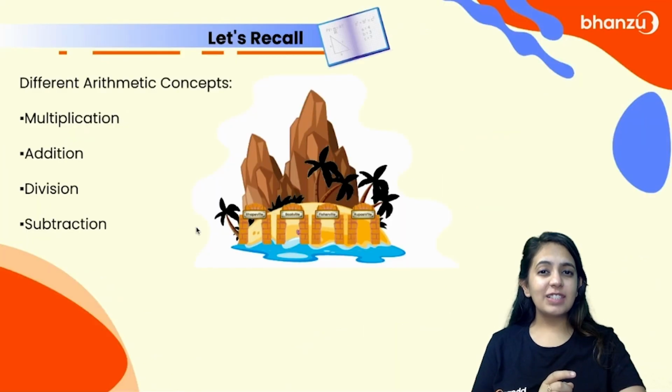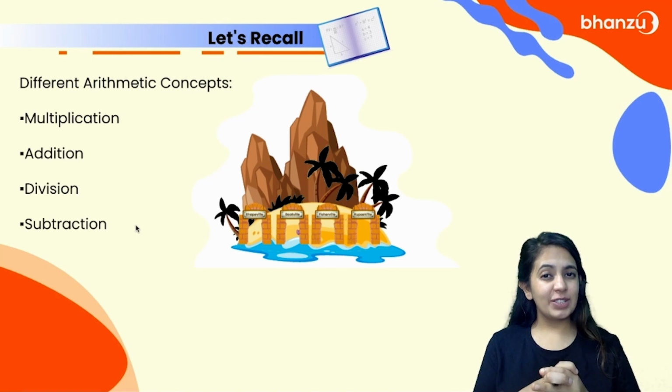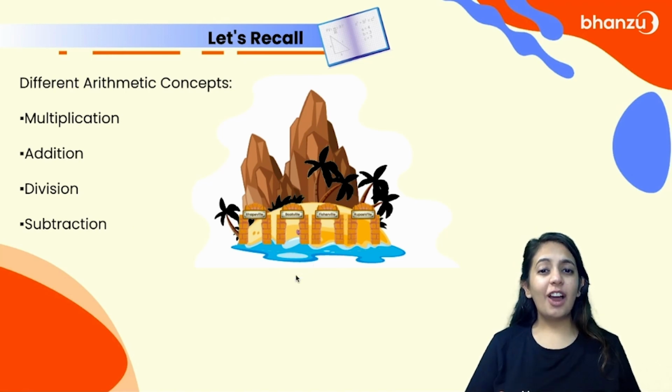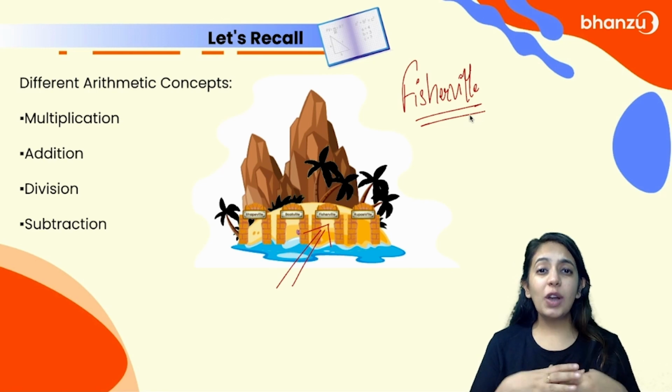Alright, in the last class we used the arithmetic operations like multiplication, addition, division, subtraction. I hope you are also using them in your day-to-day lives. Now in this class we are going to go to the next destination, FisherVille. And what do you think we are going to do here? We are actually going to spot some fishes over here and we'll talk about those.